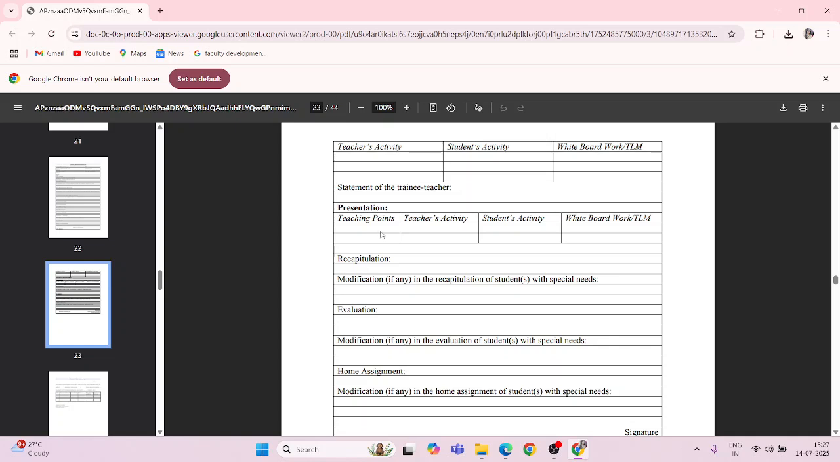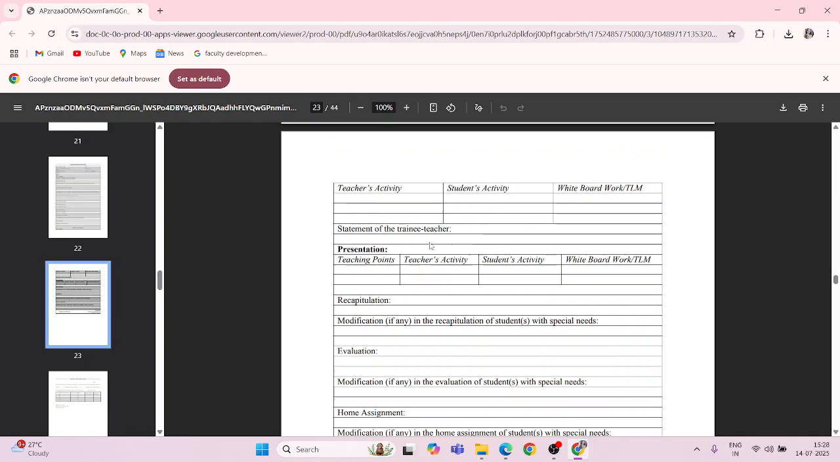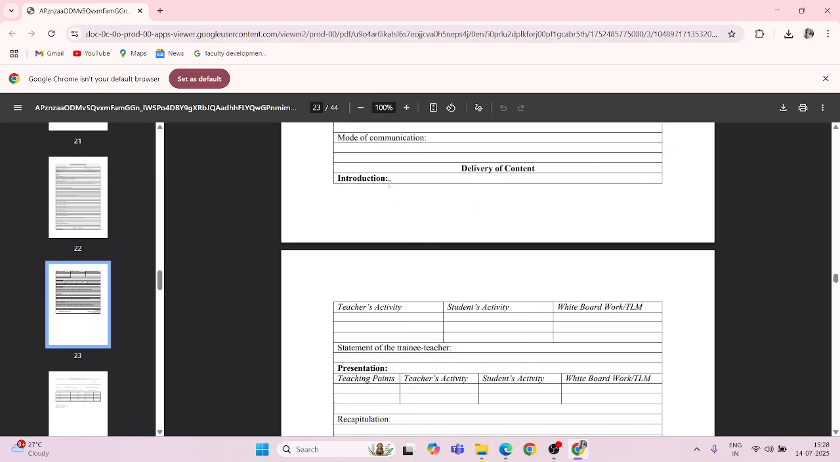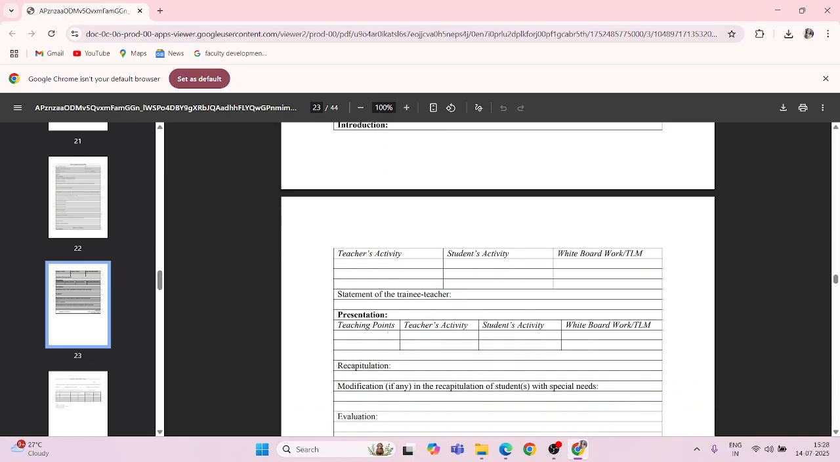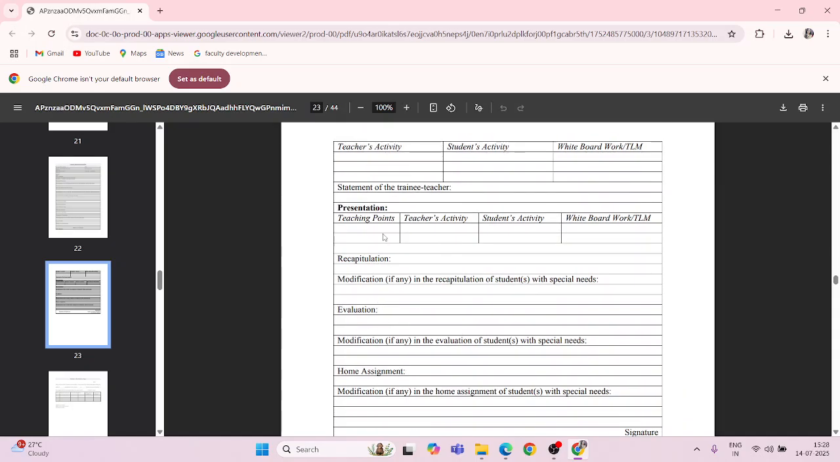Here again, you have the teacher's activities for teaching points, teacher's activity, student's activity, and the TLM that is being used. So first part will be the contextualization or introducing part. And this part is going to be the presentation part. All right. So then at the end of the presentation, you write the various teaching points and the activities. Then you have the relevant TLM and board work you have to give here.